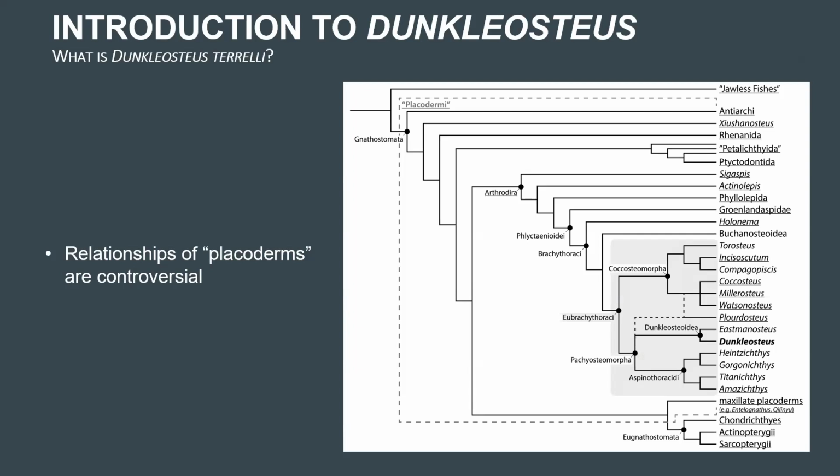The maxillate placoderms are thought to be closely related to modern fishes. Arthrodires are thought to be more closely related to modern fishes than, say, the antiarchs, which are way up at the top right corner. And as you can see, it's kind of this series of branches diverging from the early jawed fish ancestor.